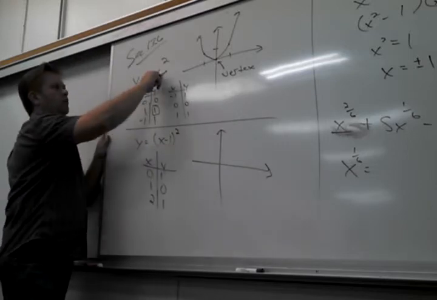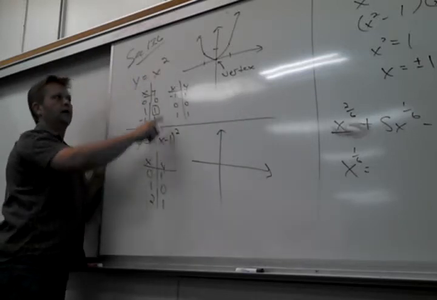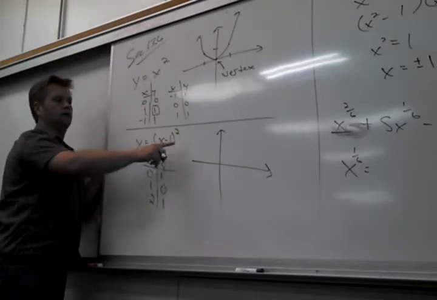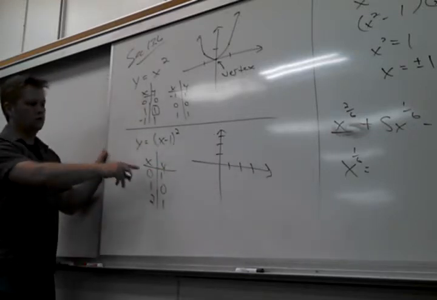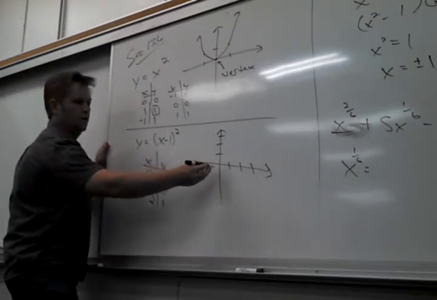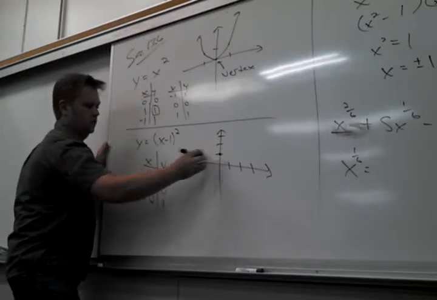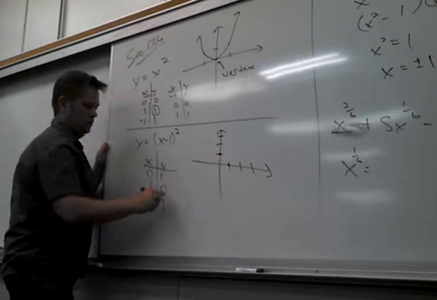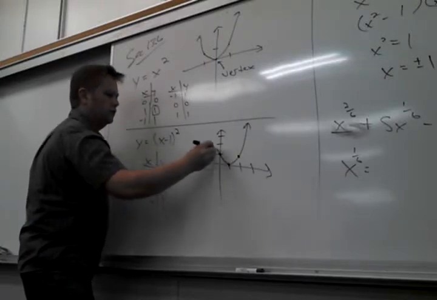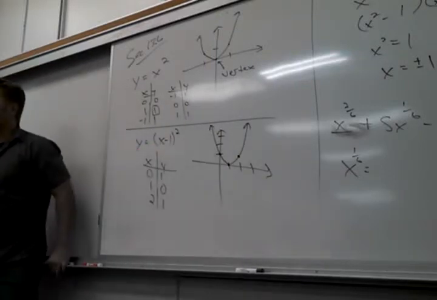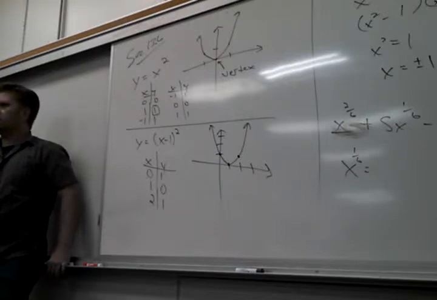So I took that parabola and I threw a minus 1 in there. So if I plot these, what do I get? 0, 1, 1, 0, and 2, 1. Exactly, you used a beautiful word there. Just shifted over by 1, right?